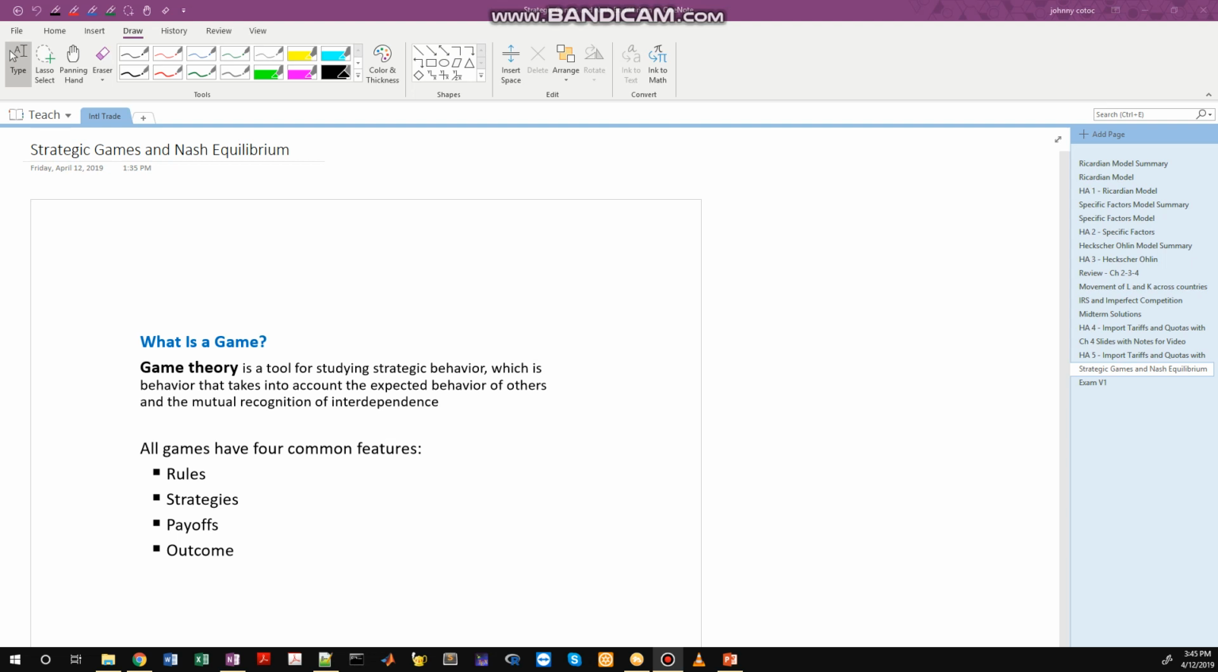So basically, to solve the strategic game, we use the general idea of game theory, which is a tool for studying strategic behavior, right? And there are four key things to understand that basically set up the strategic game. There's rules, there's strategies, there's payoffs, and basically the outcome, which is what will each person do.